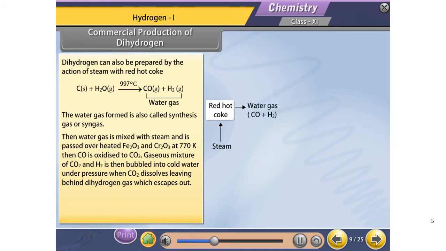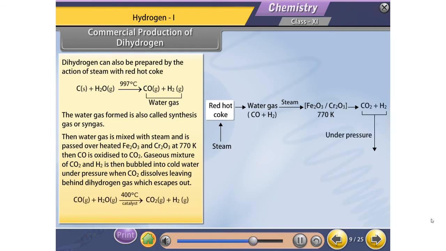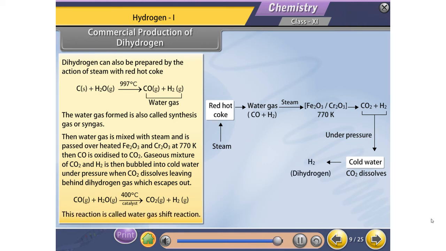Then water gas is mixed with steam and is passed over heated Fe2O3 and Cr2O3 at 770 Kelvin. Then CO is oxidized to CO2. The gaseous mixture of CO2 and H2 is then bubbled into cold water under pressure, when CO2 dissolves, leaving behind dihydrogen gas which escapes out. This reaction is called the water-gas shift reaction.